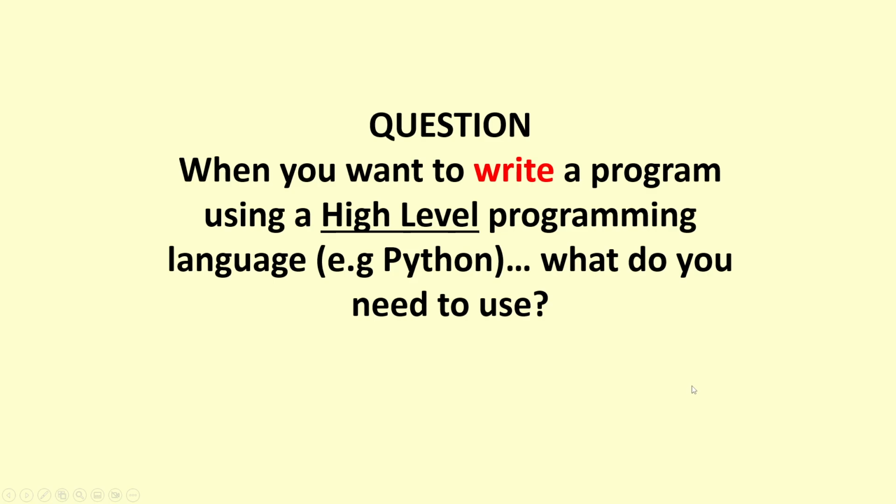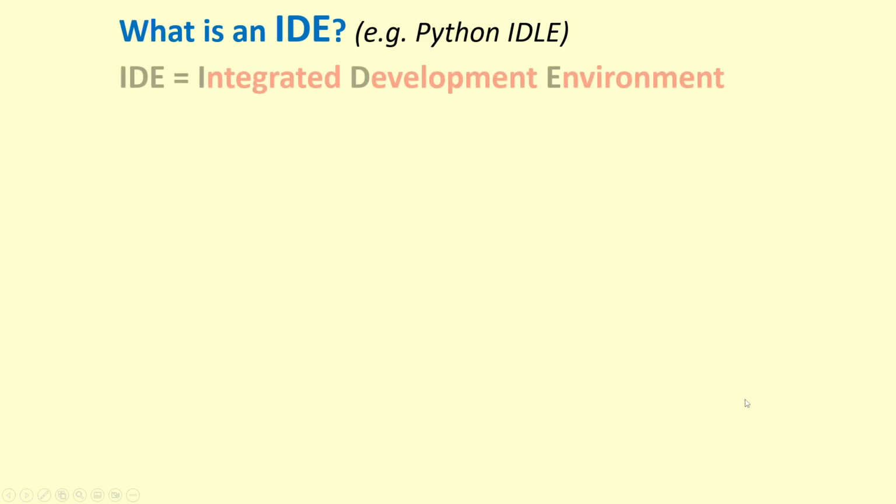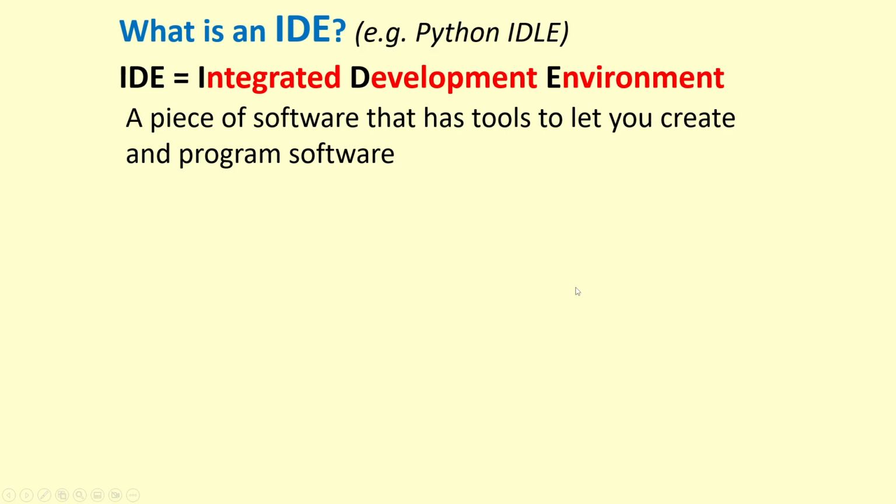And the very last thing, we've covered a lot of this topic, IDEs. Can you remember what an IDE was? So remember, when you want to write a high-level programming language such as Python, you need to use a piece of software. What is it called? It's called an IDE. An IDE simply stands for Integrated Development Environment. It's the environment or the software that has integrated tools to help you develop programs. It's a piece of software that has tools that lets you create and program software.